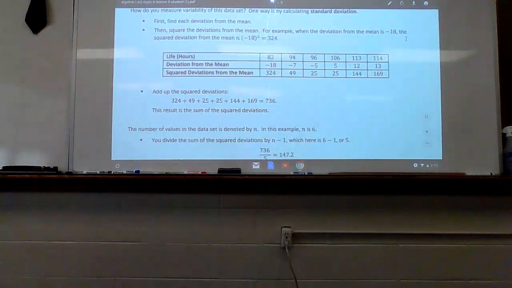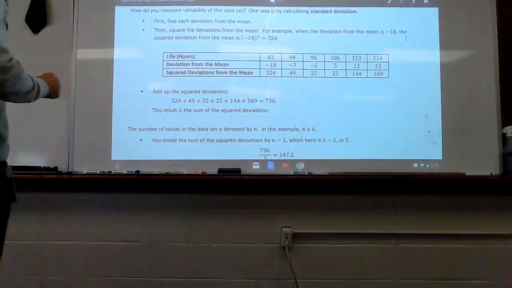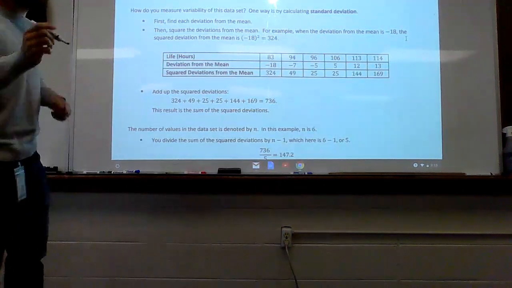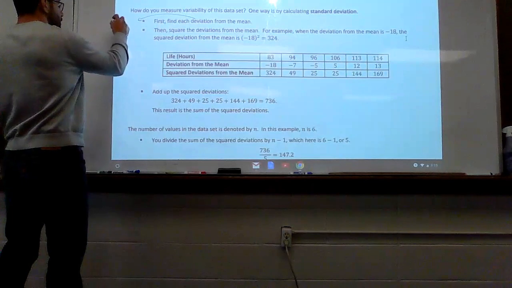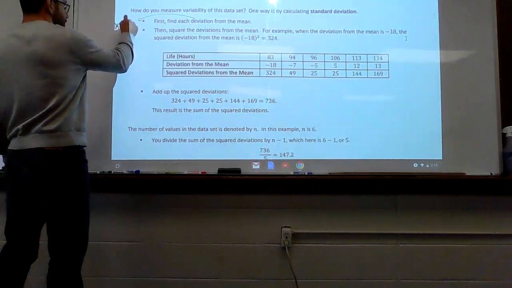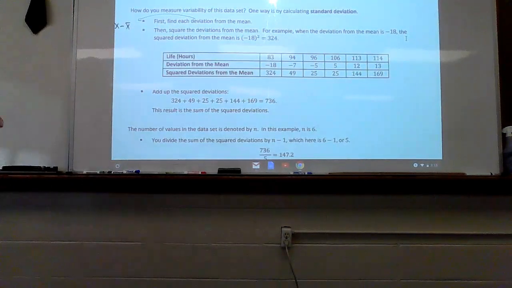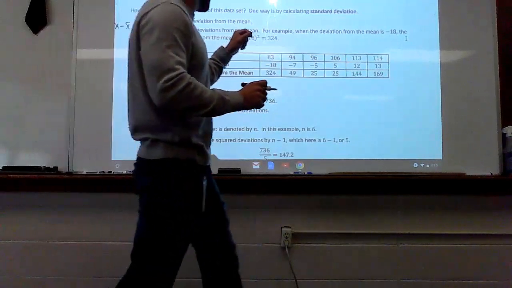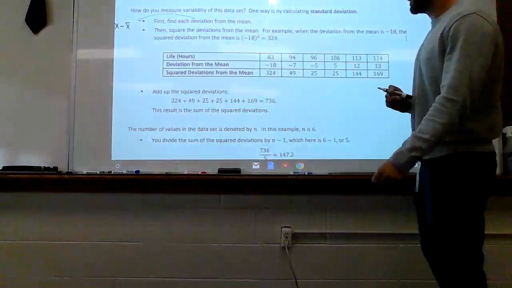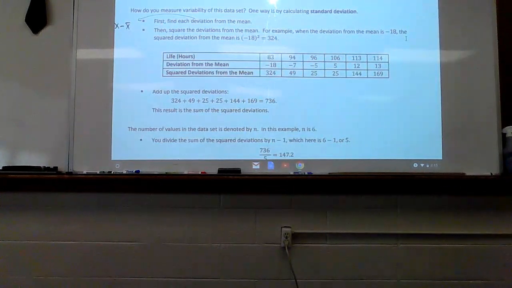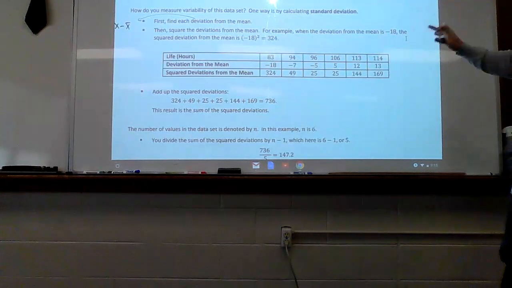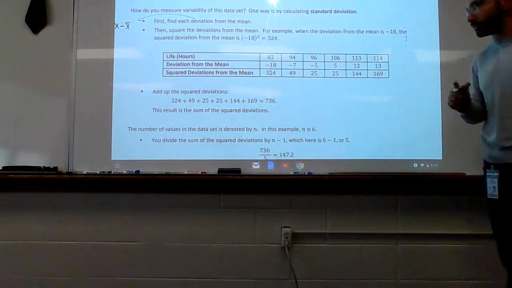First, find each deviation from the mean. Remember, we learned deviation in lesson 4 was our x minus our x hat. X hat was our mean, so I take 83 minus 101, I get negative 18. You're going to do this for every single data point. It is extremely imperative that you do this for every single data point.